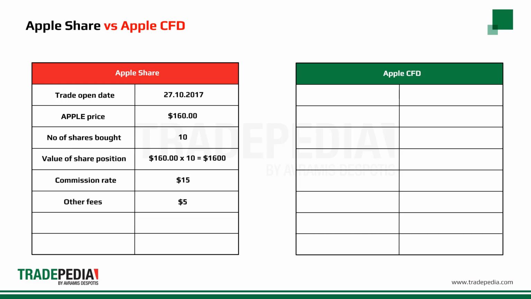Other fees equal $5. Since no leverage is provided, the margin requirement is 100%. So total amount payable is $1,600 plus $15 plus $5, which equals $1,620. Now let's look at what happens when we trade the Apple CFD.